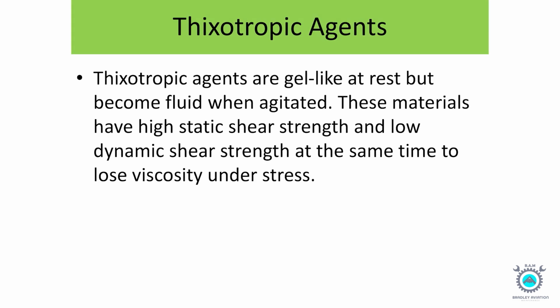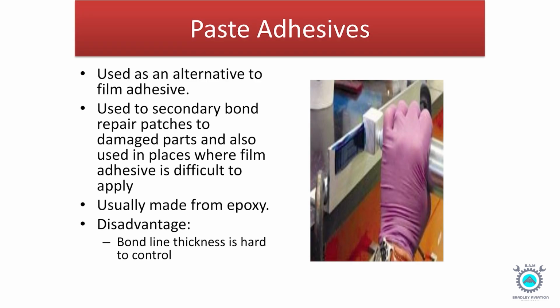Thixotropic agents. Thixotropic agents are gel-like at rest but become fluid when agitated. These materials have high static shear strength and low dynamic shear strength at the same time, so they lose viscosity under stress. Paste adhesives. Used as an alternative to film adhesive, used to secondary bond repair patches, to repair damaged parts, and also used in places where film adhesive is difficult to apply, usually made from epoxy. Disadvantage: bond line thickness is hard to control.